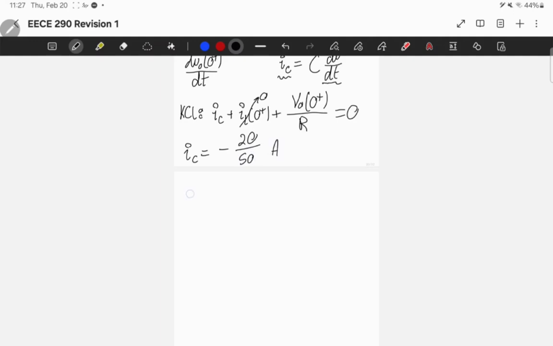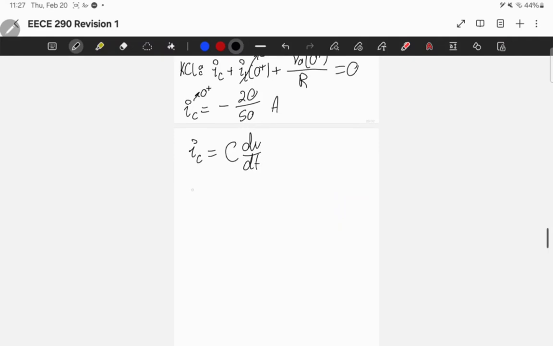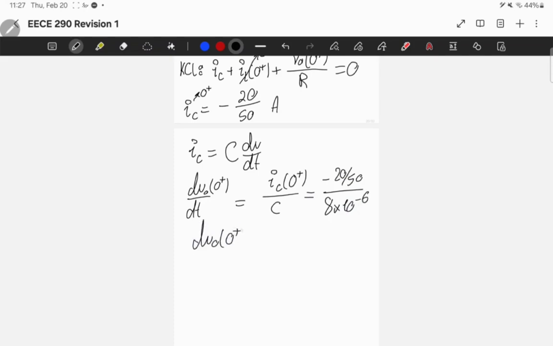In amperes. So IC is equal to C dV by dt. This is at time equals 0 plus, by the way. So dV by dt at time equals 0 plus is equal to IC at 0 plus divided by the capacitance. So minus 20 over 50 divided by the capacitance value, which is 8 times 10 to the minus 6. If I do this, I get minus 2 over 5 divided by 8 times 10 to the minus 6, which is minus 50,000 volts per second.